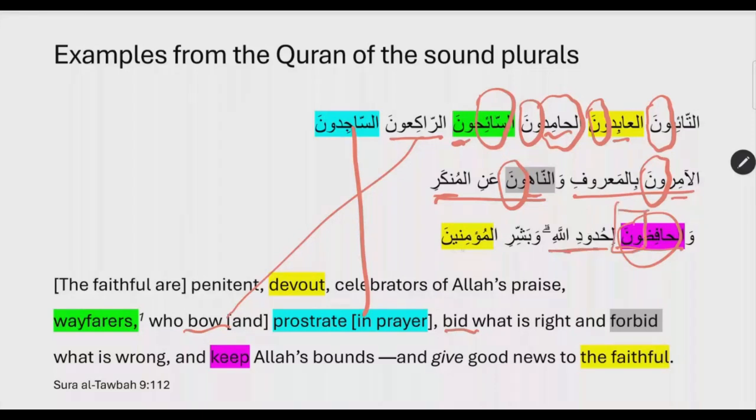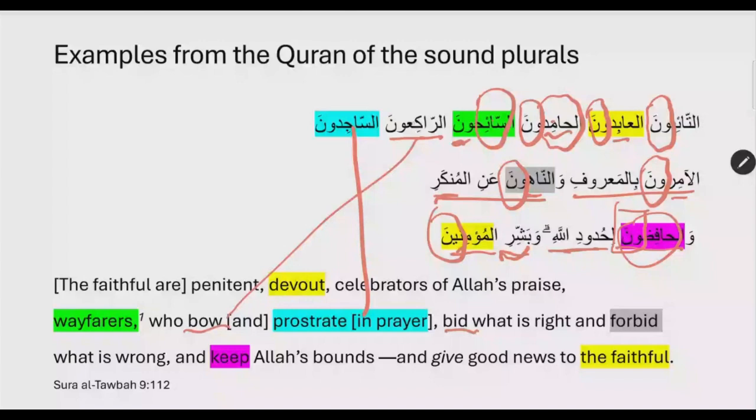And then wabashiril mu'minina, and give glad tidings to the believers. Now here you see the giving of glad tidings is the action being done on believers. So therefore, mu'minina, can you see the una and the ina coming in at the end of this particular plural form? So these are all examples of sound plurals. Imagine in one ayah of the Quran, there's so many. There's 1, 2, 3, 4, 5, 6, 7, 8, 9, and then 10. So there are like 10 examples of the masculine plural being used in one ayah of the Quran.